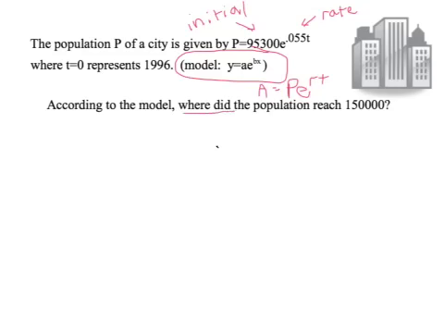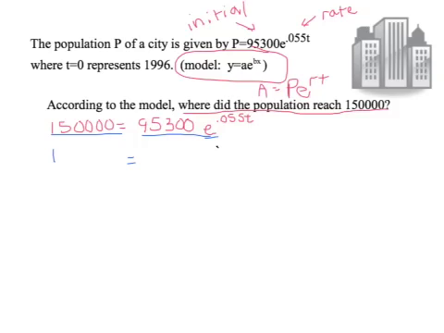They want to know, when did the population reach 150,000? So I'm going to do a quick substitution: 150,000 is equal to 95,300 times e to the 0.055t power. Now, first thing I'm going to do is underline my base. My base is e, so I'm going to divide to get e to the base by itself.